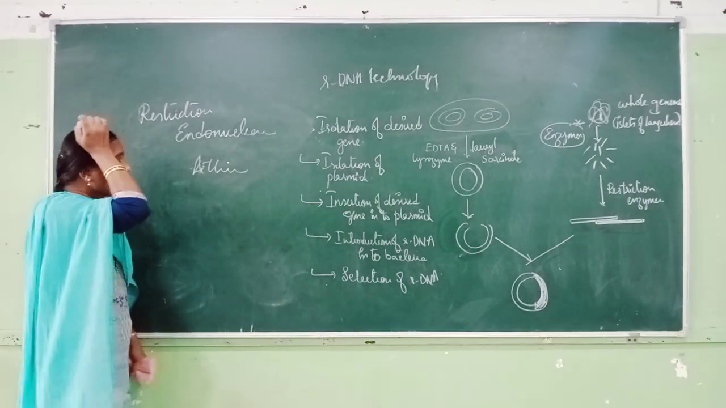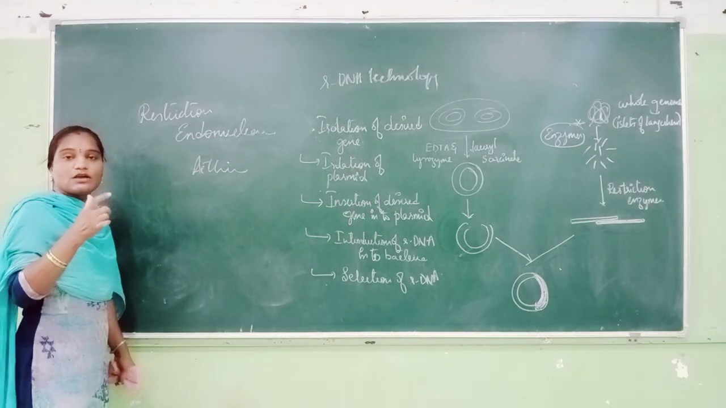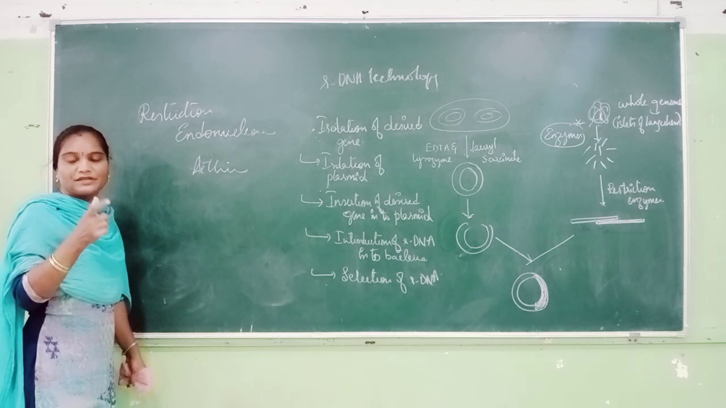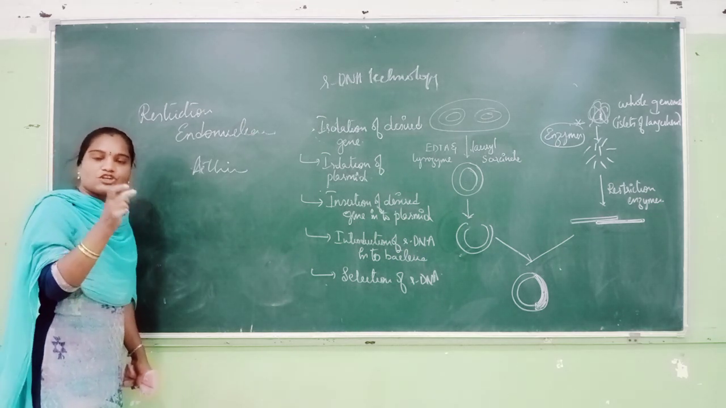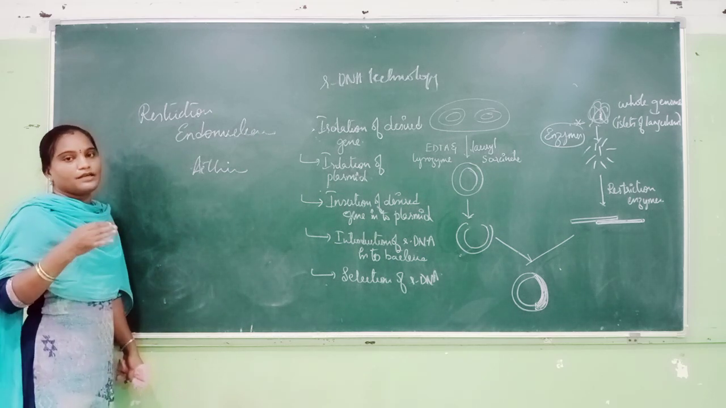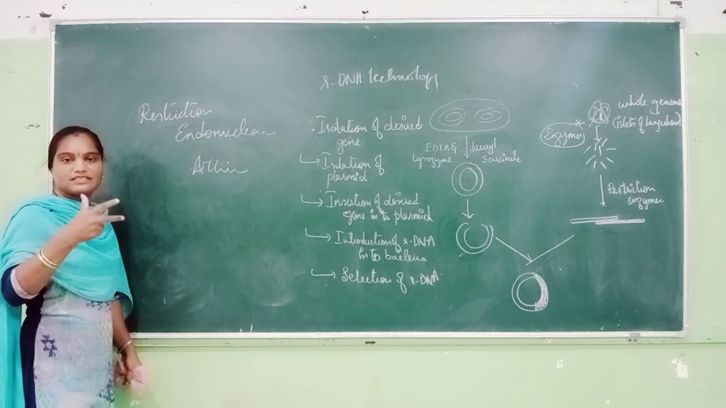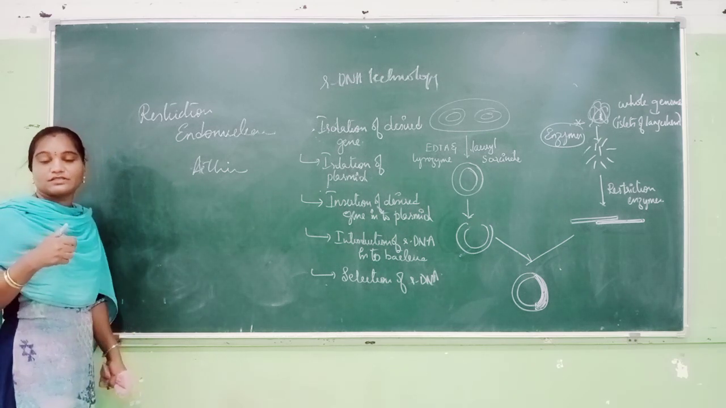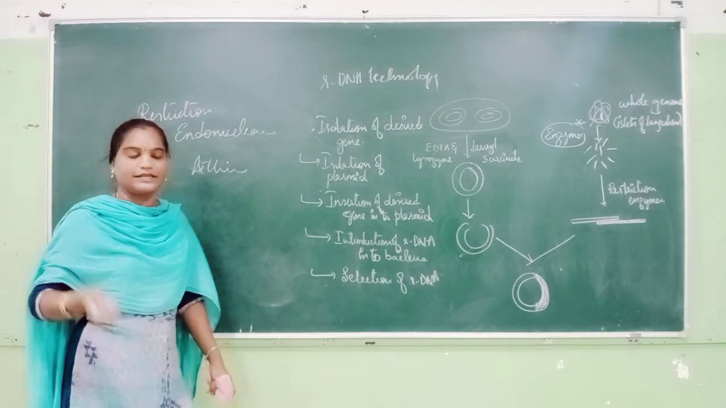Initially, what do these particular endonucleases do? They will first recognize a particular restriction site on your DNA molecule. After recognition of that site, they will cleave your DNA molecule at a specific site. So these are the two different steps for your restriction endonucleases. Restriction endonucleases are of three types: type 1, type 2 and type 3.